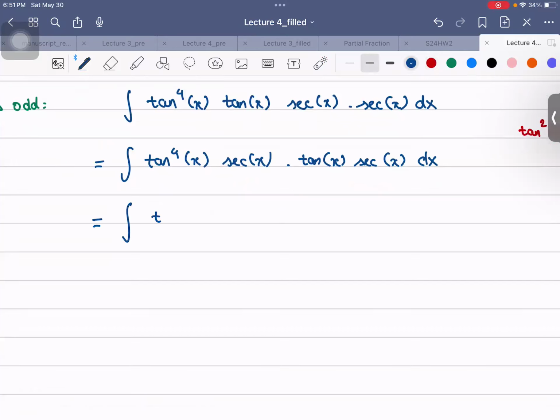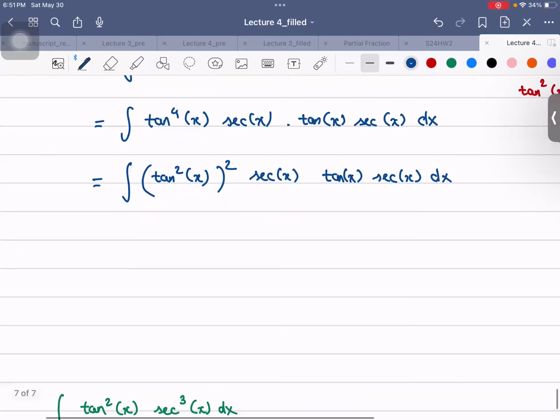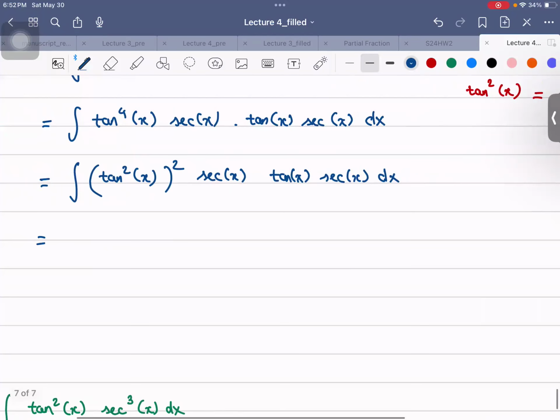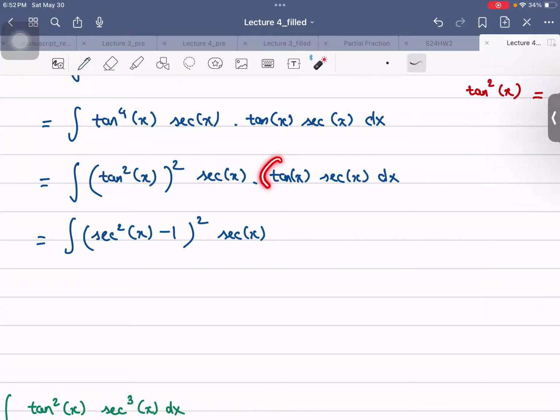To make tangent squared appear is not a big problem. You can rewrite tangent to the power of 4 as tangent squared, and then you square it. Then you have tangent of x times secant of x dx. And tangent squared will be secant squared minus 1. So I have secant squared of x minus 1, and then I square it, times secant of x. And this is the thing we save.